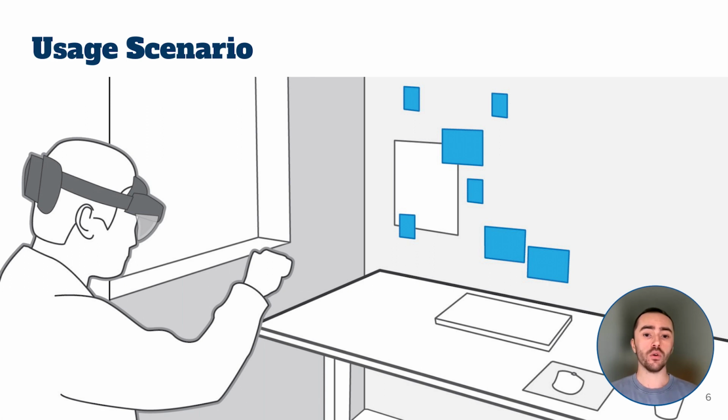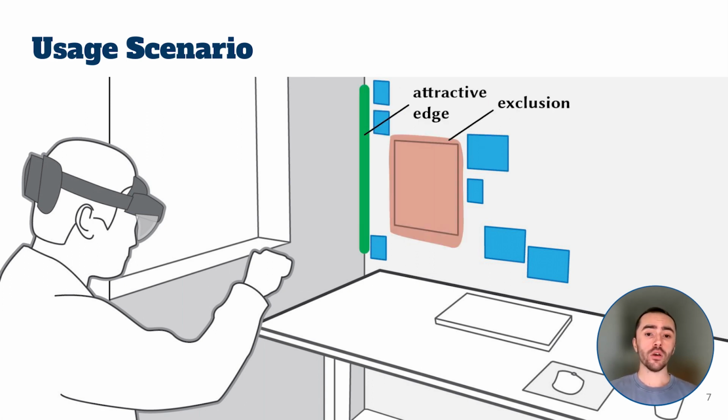First, he wants the nodes scattered on the wall to be aligned near the corner. However, he doesn't want these nodes to cover his Best Paper Award certificate. To achieve this layout, he first created an exclusion surface covering the certificate, followed by an attractive edge along the corner of the wall. The edge causes the nodes to move towards the corner, while the exclusion surface prevents nodes from covering the certificate.